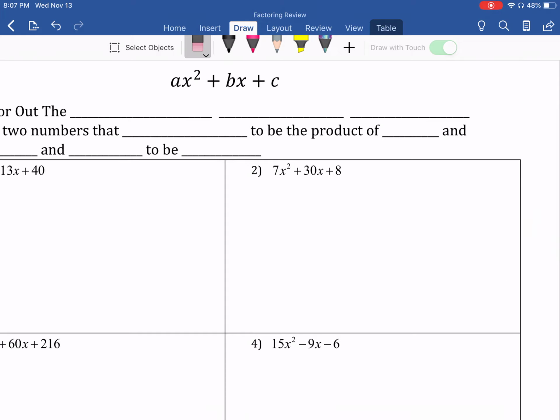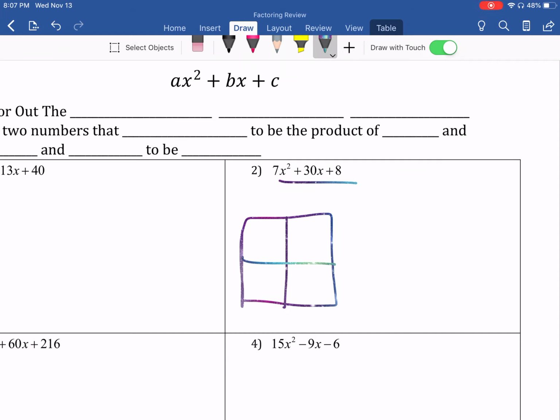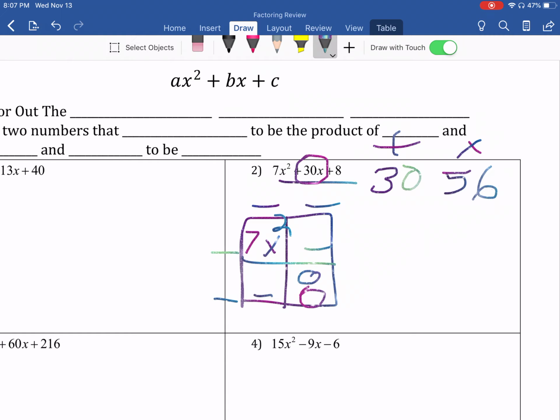Okay. So for this, we do the same thing for this problem right here. And we did this in our notes. So what do I know that goes in this box? I know that this is 7x squared, and this is 8. What we're looking for are the two numbers here so we can figure out what goes on the outside. So what do I know about those two numbers? Little mystery. I know that when I put them together, they have to add to be 30, and they have to multiply to be 56.